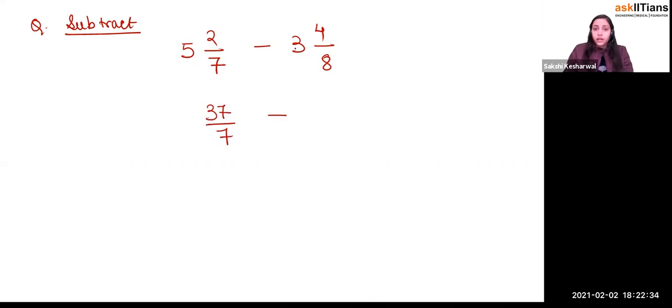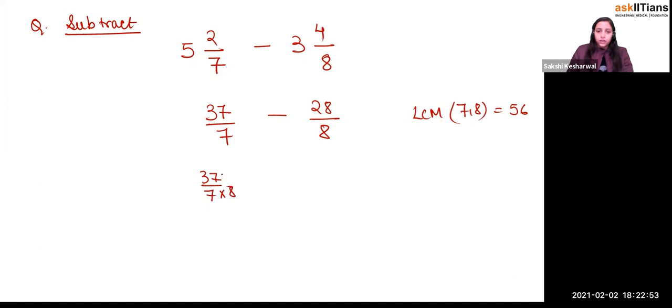It is what? 8 into 3 is 24. 24 plus 4 is what? 28 divided by 8. Now, you have to take what, beta? LCM of 7 and 8, which is equals to what? These are already co-prime numbers. So you have to just multiply. So it is 37 by 7 into 8 over 8, minus 28 by 8 into 7 over 7, right?